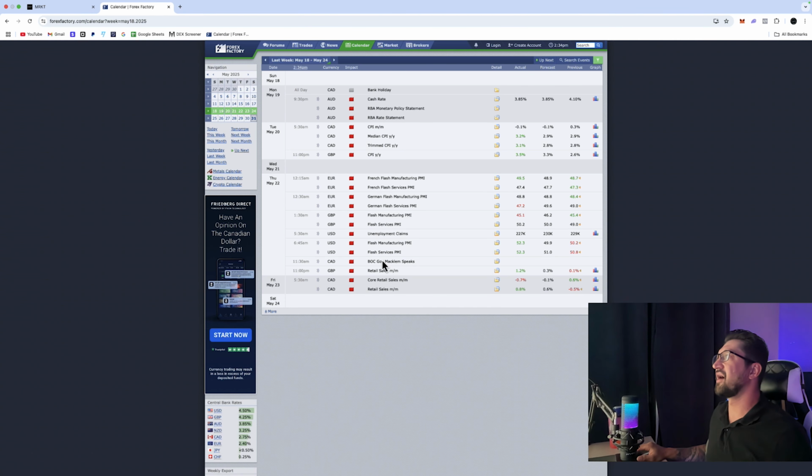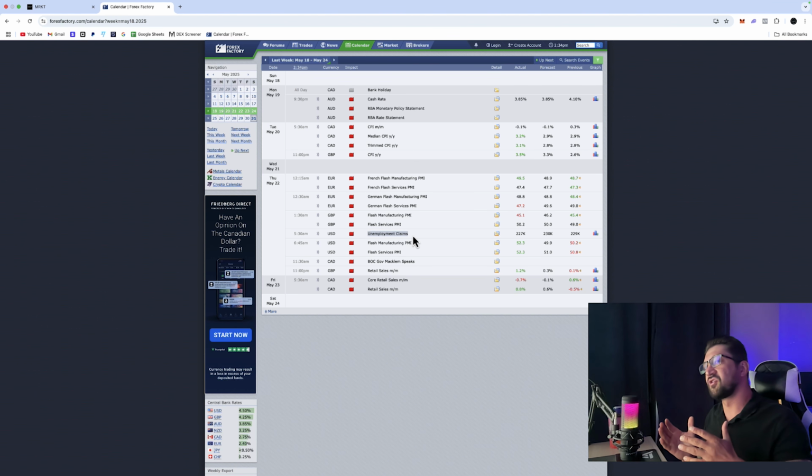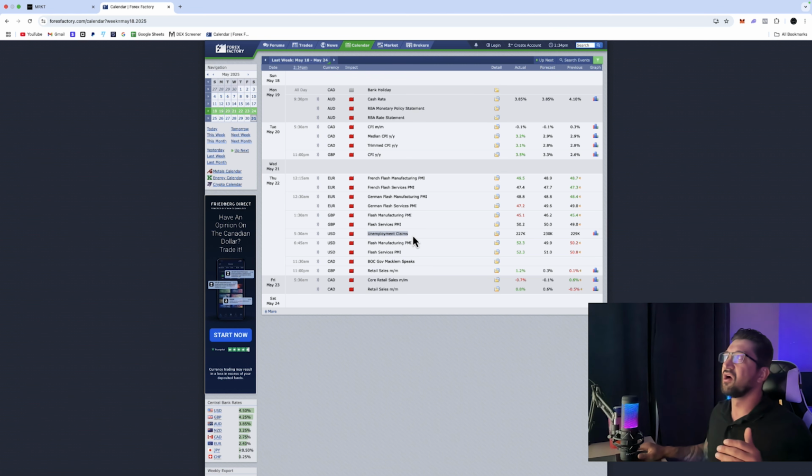So here I have USD unemployment claims. This probably isn't going to do much unless the numbers are completely out of whack. Whereas if the numbers are completely out of whack, then it's going to do a lot. So what do I mean by that?